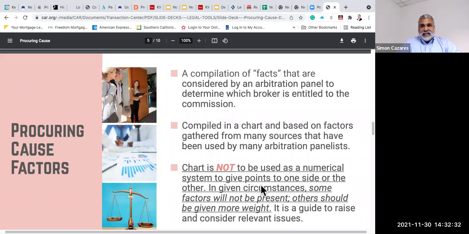So the chart is not to be used as a numerical system to give points to one side or the other. Given a circumstance, some factors will not be present, and others should be given more weight. It is a guide to raise and consider relevant issues, okay?